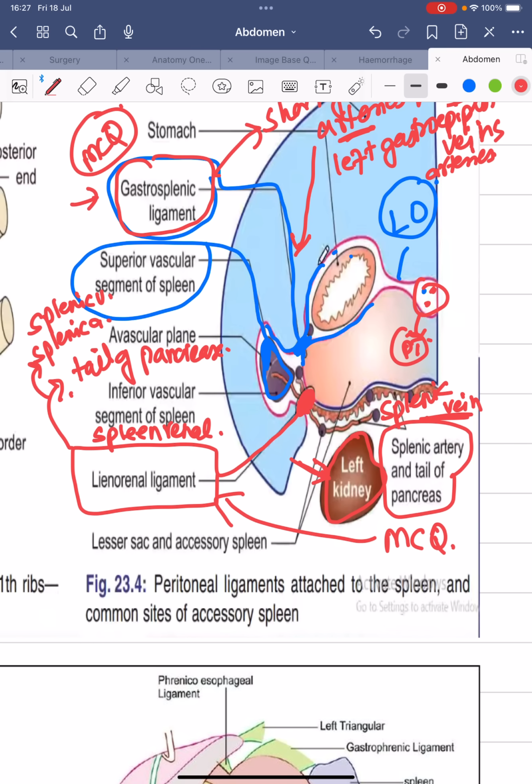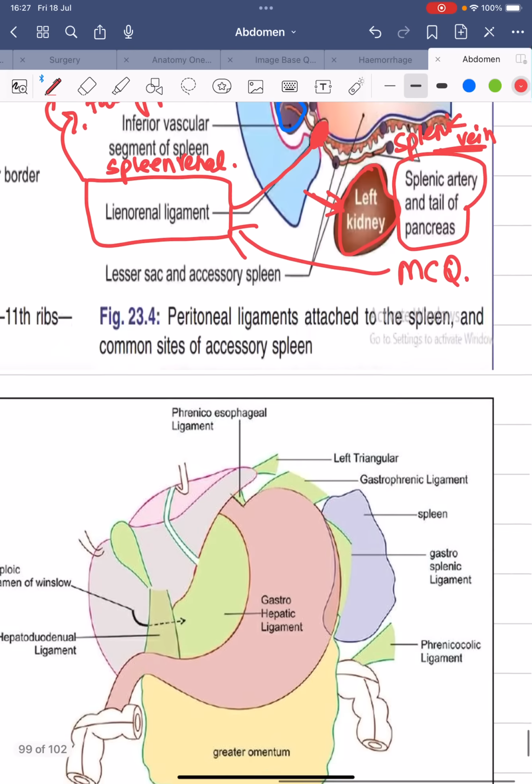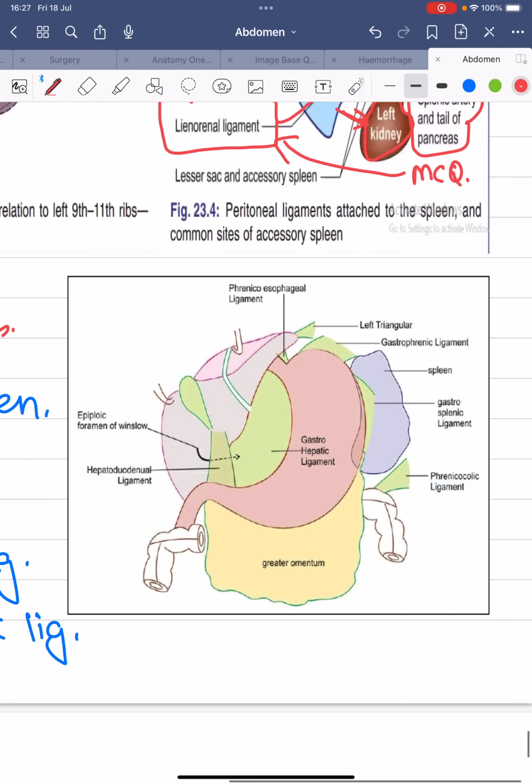Now there is one more ligament present here. That is known as the phrenicocolic ligament. This is the anterior end of your what? Spleen. So the phrenicocolic ligament is doing what? It is holding the anterior part of the spleen.